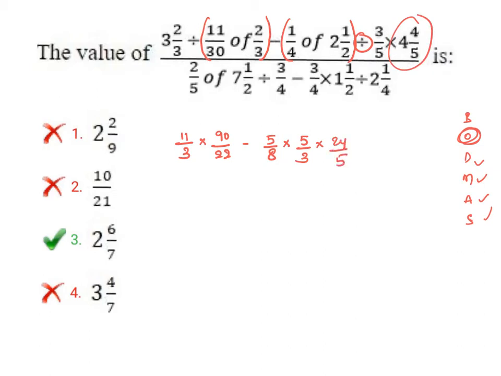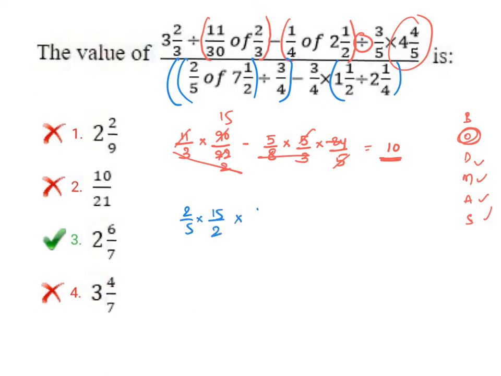Now your entire numerator becomes 1s are 6, 1s are 6, 15s are 5, 5 cancel, 24 24 cancel. So 5 minus 15 minus 5 becomes 10. That's your numerator. Now come to your denominator. First do this, then after do this, then division first. Now 2 by 5 into 15 by 2, 2 cancel. So you will be left with 3.